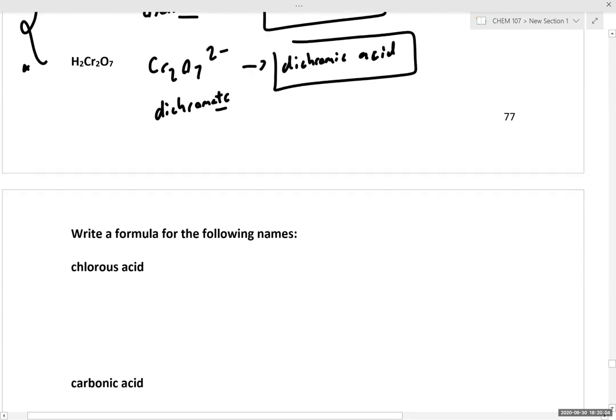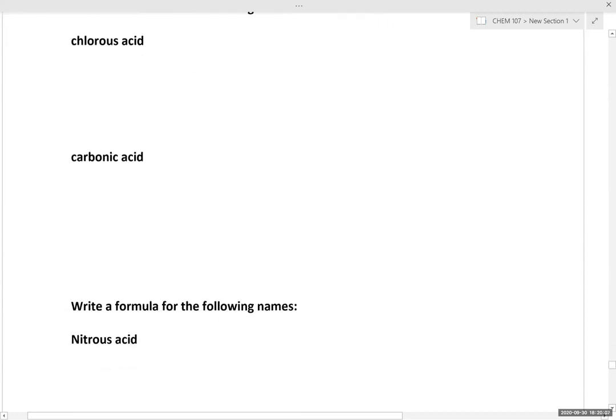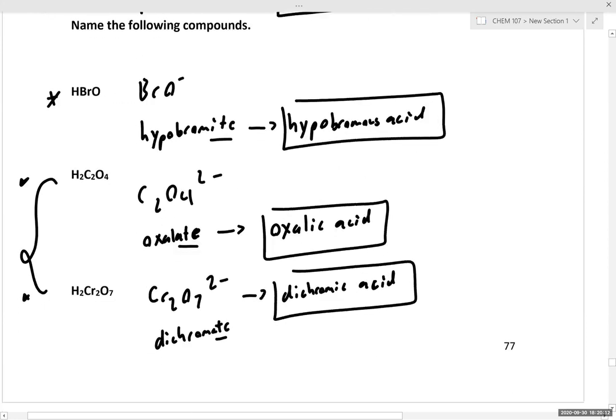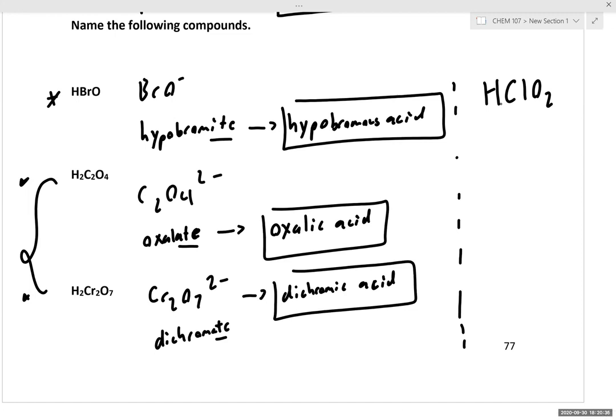To help us with that, I have a few follow-up examples, but I can give everyone a bonus example just so that we have a little bit more practice. I'd like you to write the name for HClO2. This is an example that's added to the notes. So how would we name HClO2?